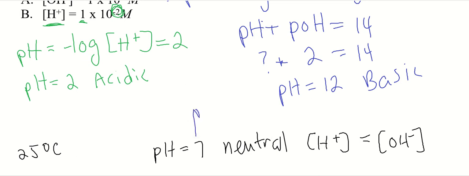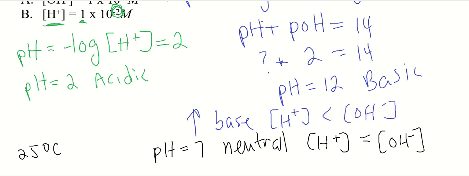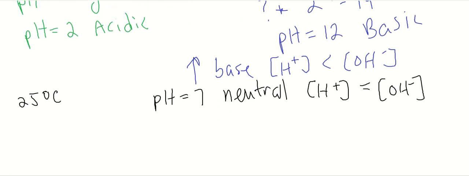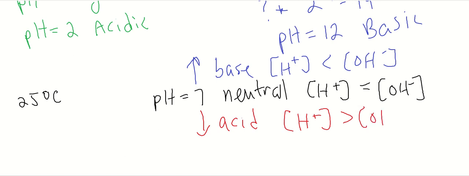Now if the pH is greater than 7, that's a base, and that's because you have more hydroxide ions than you do hydronium or hydrogen ions. And if you have a pH of less than 7, it's an acid or an acidic solution because you have more H+ ions in solution than OH- ions in solution.